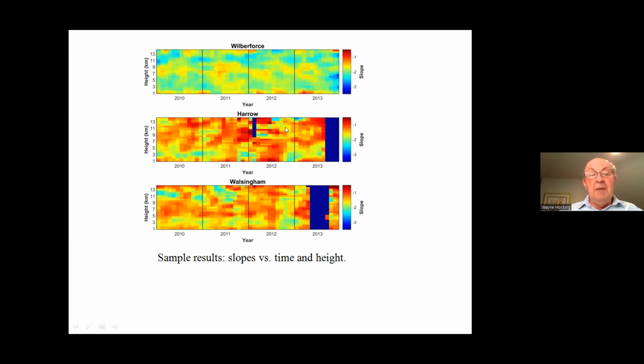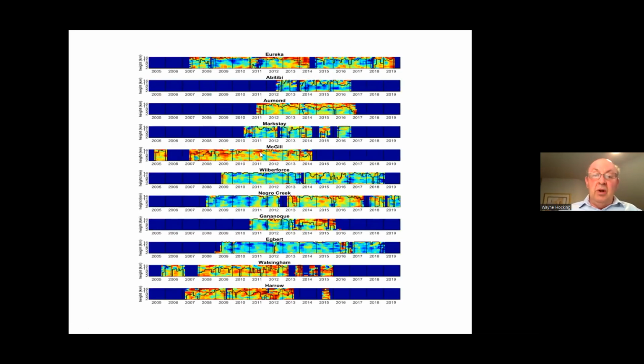This is a site which is sort of in the middle of Ontario, some hills, but not a huge amount. We don't expect too much wave activity there. But Harrow and Walsingham are both very close to Lake Erie. So when the sea breezes blow in, they produce wind shears, which produce gravity waves. And so this is a region of highly active gravity wave structure. And so we can see from this technique, we can identify regions which have strong gravity wave activity from regions which do not.